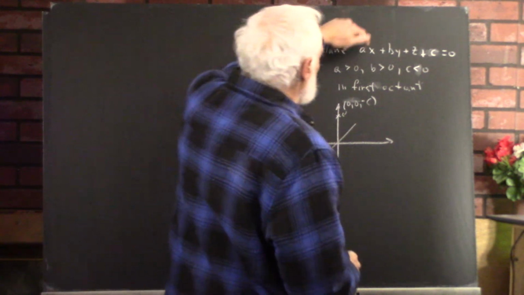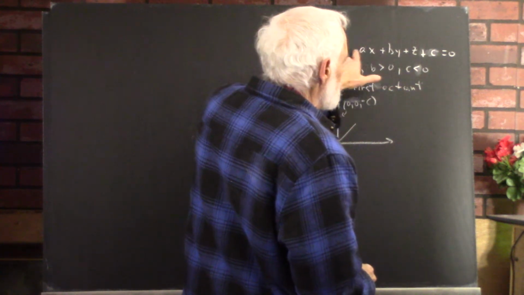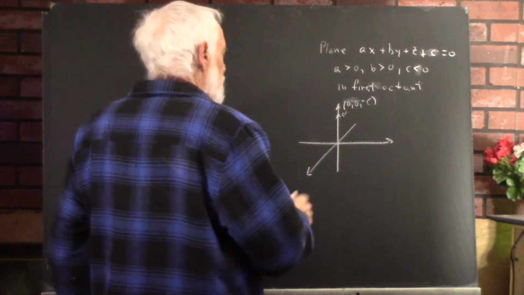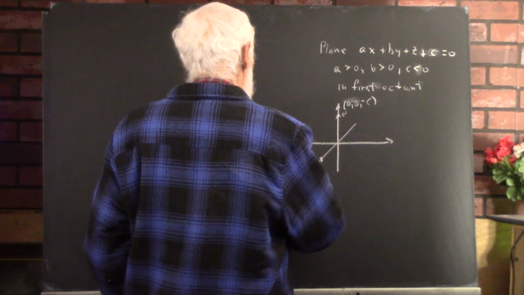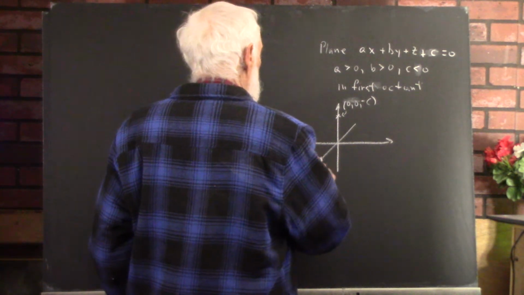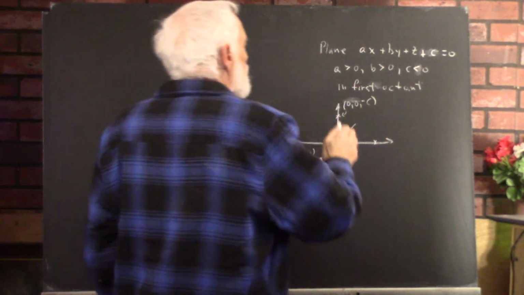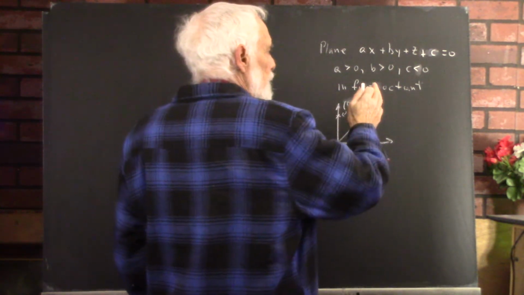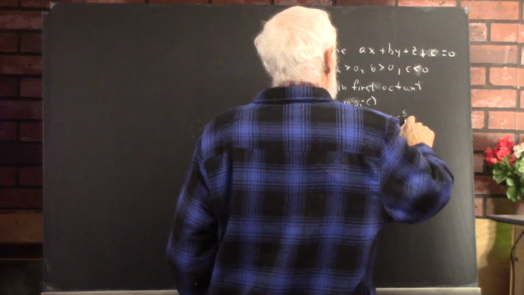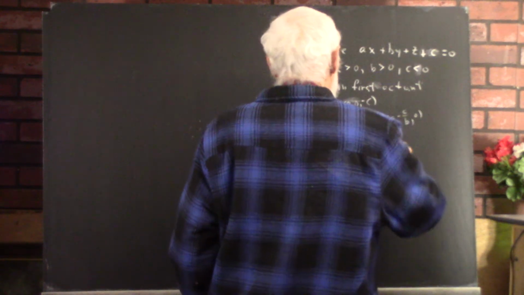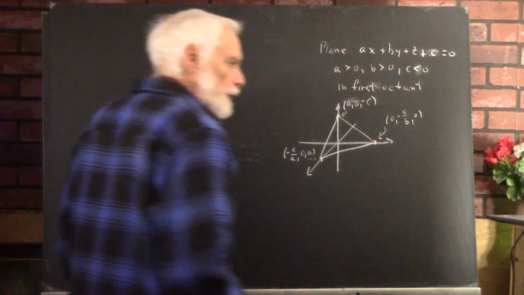Okay. If y and z are 0, then x equals negative c over a, so you're going to have here negative c over a, 0, 0. Then if x and z are 0, then y is negative c over b, so you have the point 0, negative c over b, 0. And then your region is just this triangular region.